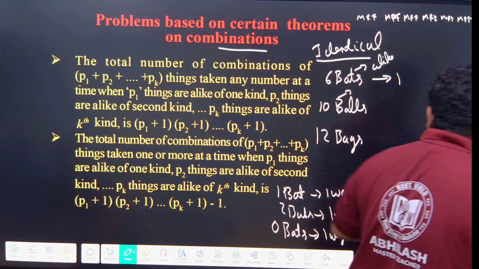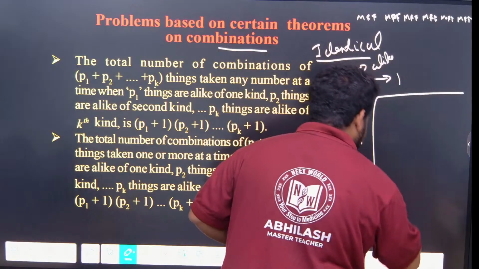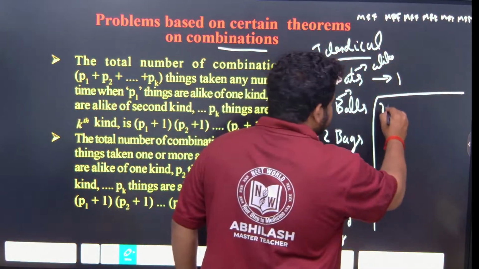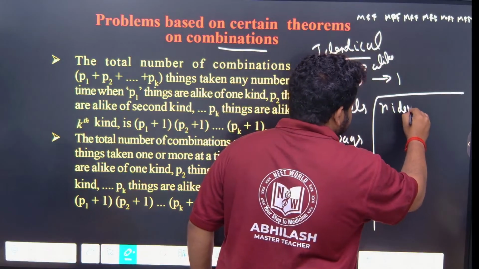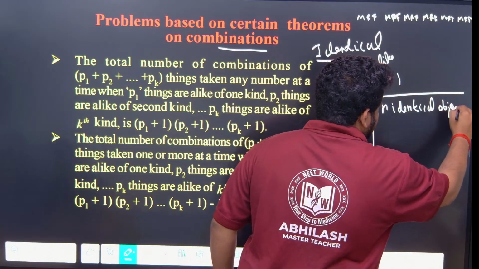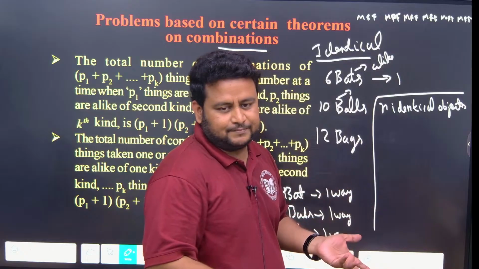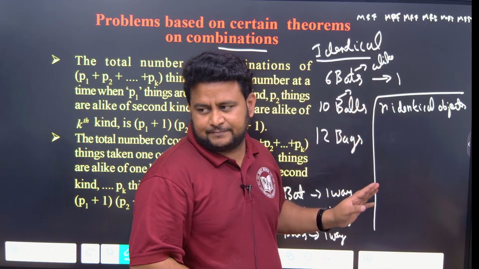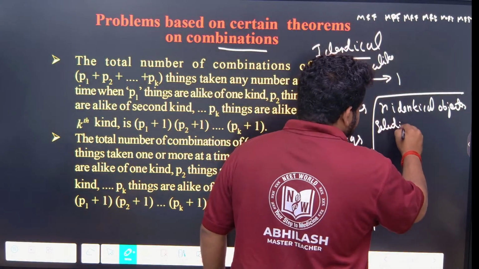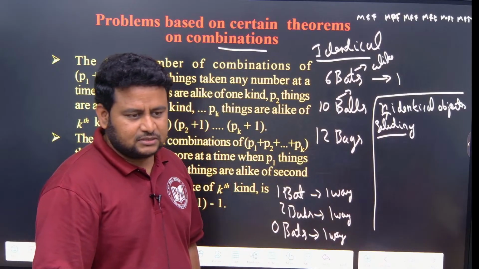Now, I gave a particular example. Now, if we generalize this and write, what can I write? N identical objects. Am I arranging this? No, you can't even arrange. Even if you arrange, it is the same. So here I am selecting. You can write selecting n identical objects.